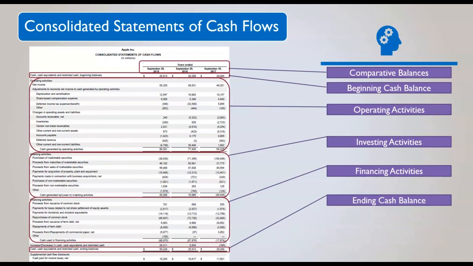And once you add up all of those amounts and subtotals, you get the ending cash balance for the year, which is $50.2 billion at the end of 2019. And the last part of this statement is the supplemental cash flow disclosure, which just adds additional information on the cash portion that was paid for income taxes and cash interest paid on its debt during the year.